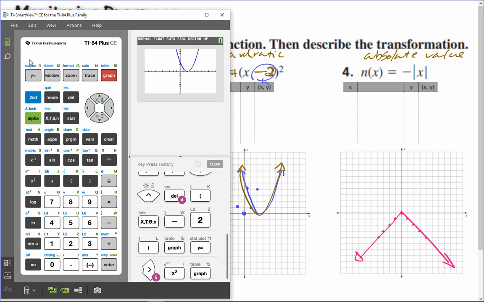Okay, now you're going to have to put parentheses, alpha, minus 2, alpha, square it, graph it. Oh, so your plot's off. See where it says your stat plot, it's off? Okay, so it's not graphing it. Does that make sense? Okay, so your stat plot is right there. Go second, stat plot. Okay.